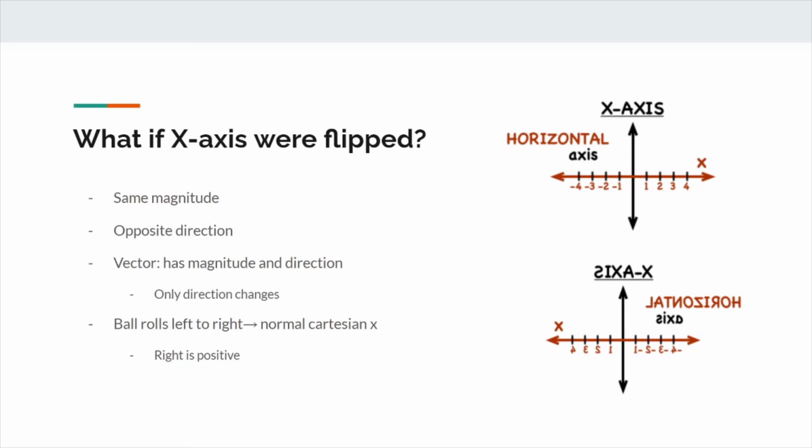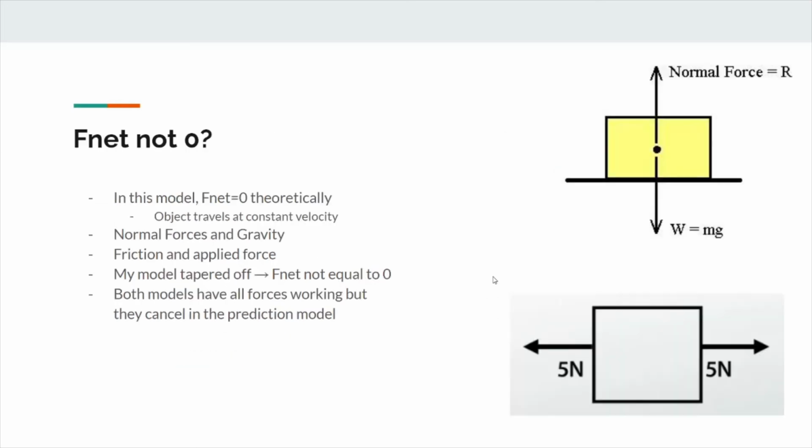This property comes from velocity's designation as a vector, which gives it magnitude and direction. In the event that the x-axis were to be flipped, only the direction would be altered, which results in a different velocity but the same magnitude. What would happen if F-net was not 0?